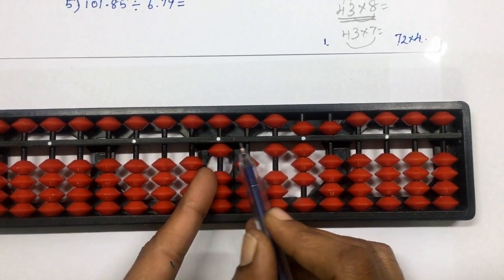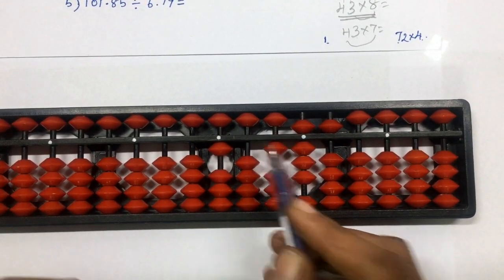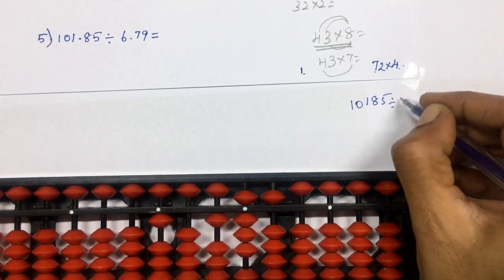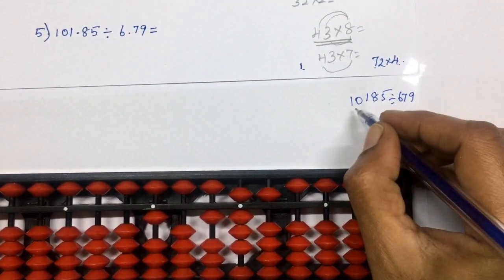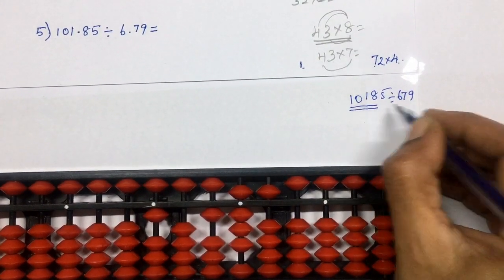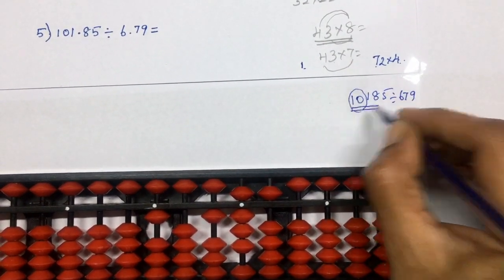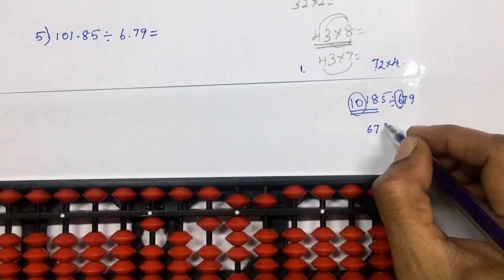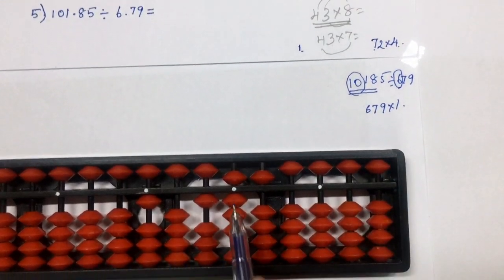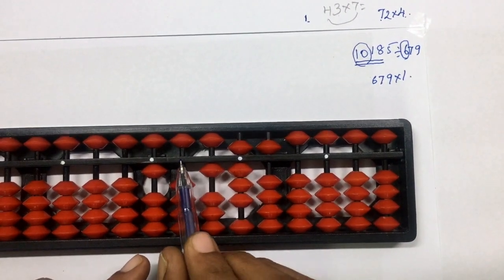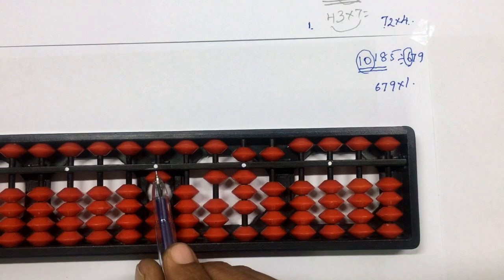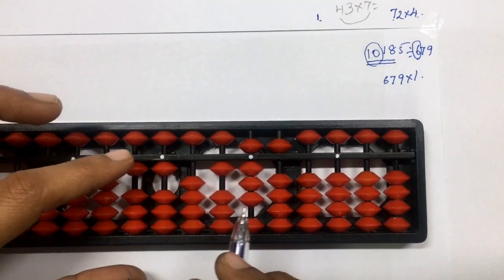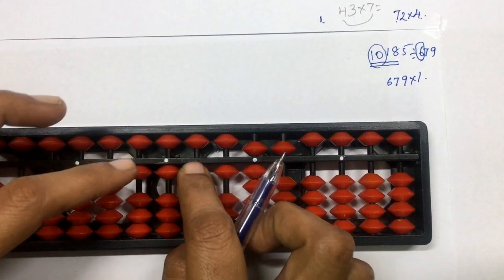So we can divide 10 by 6 first, only one time. So what we did, 10185 divided by 679. We have taken the first 4 digits as the dividend. So we should divide 10 by 6 to get the quotient easily. So we got one time. So 679 into 1 we did. From here, jump 1, 2, 3 rods because the divisor is triple digit. Set 1 here. We have to do minus 0679.